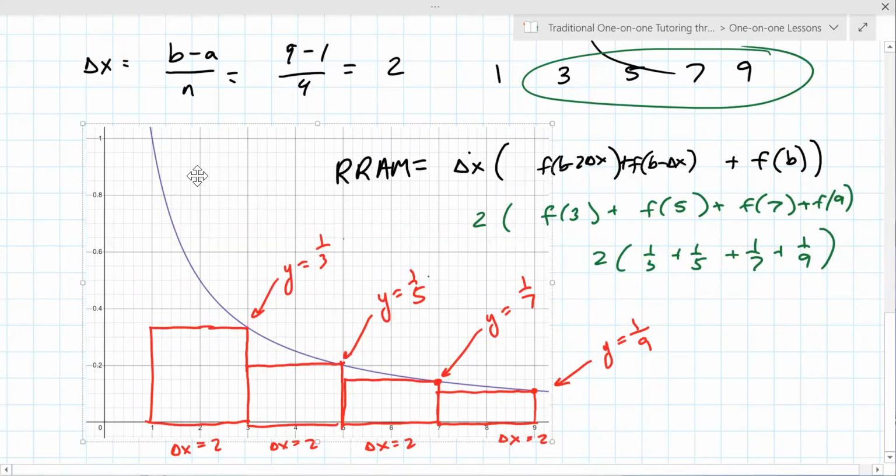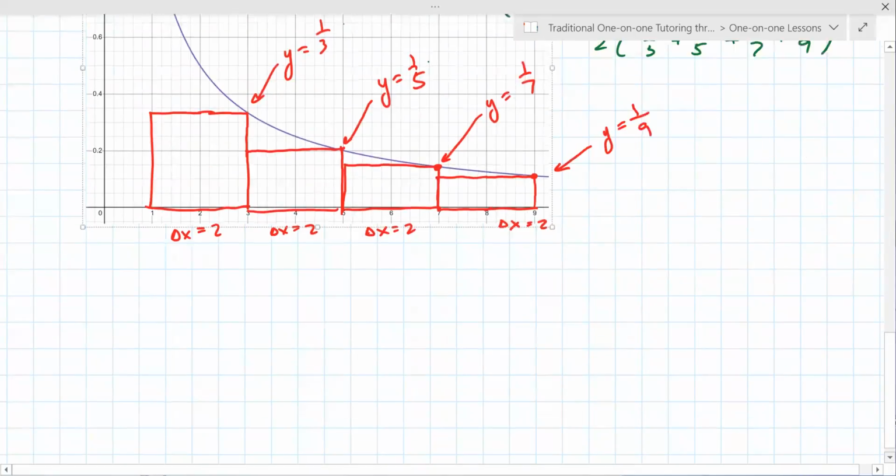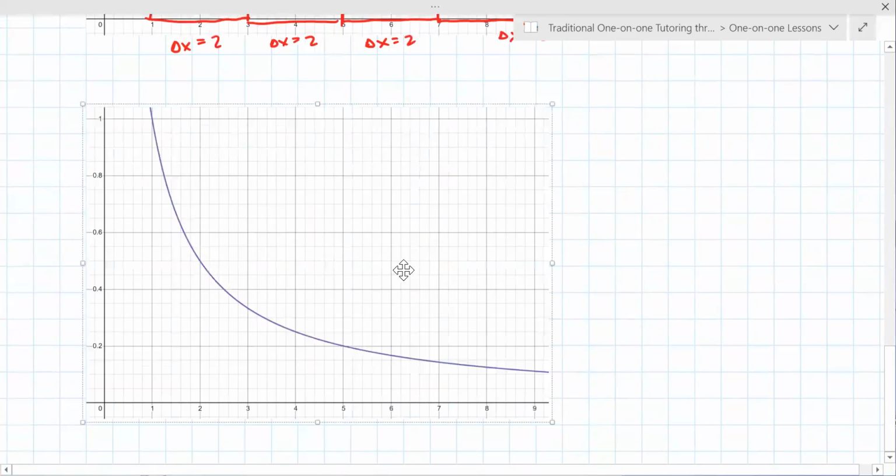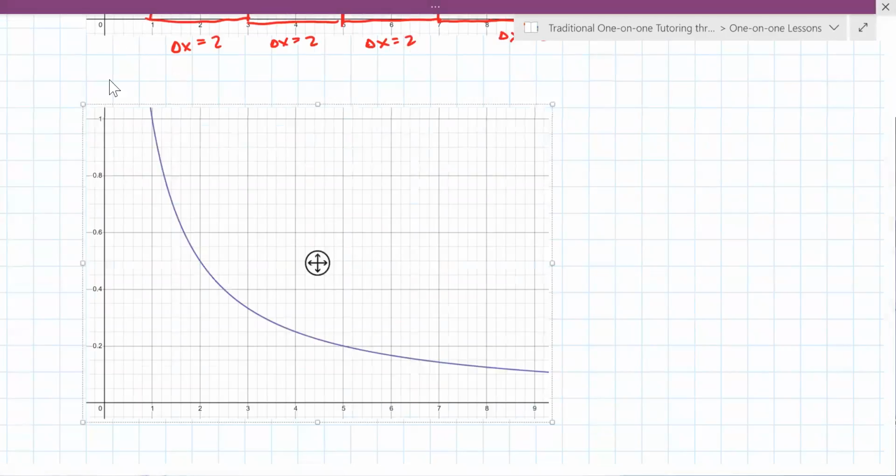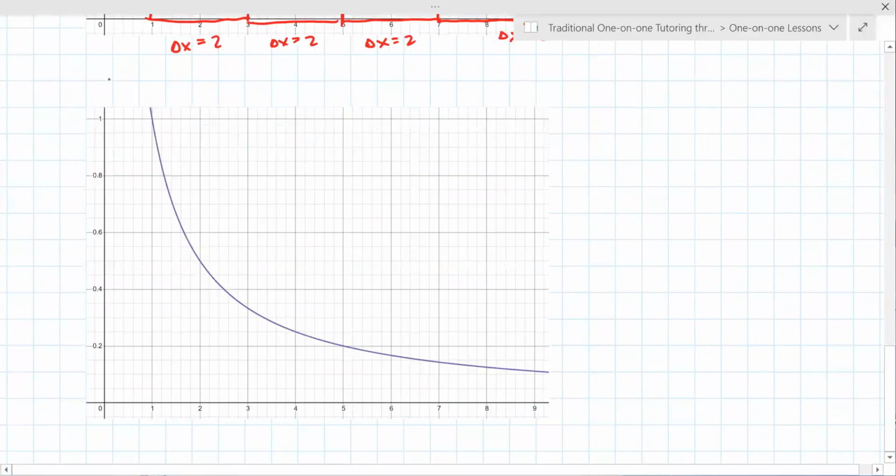All right, and then we'll do another one. I think did you have midpoint also? Yeah. Okay, so let's do midpoint with this one. We'll go again. We'll just do n equals 4 again, and we'll go 1 to 9.